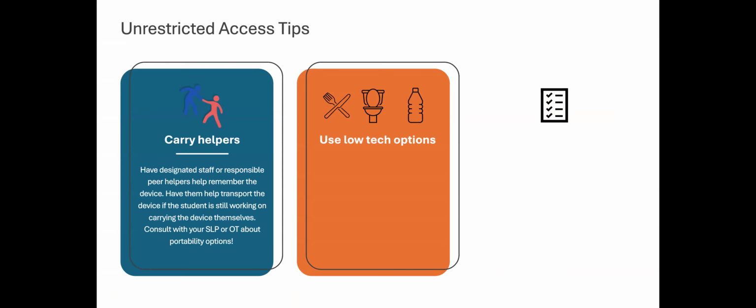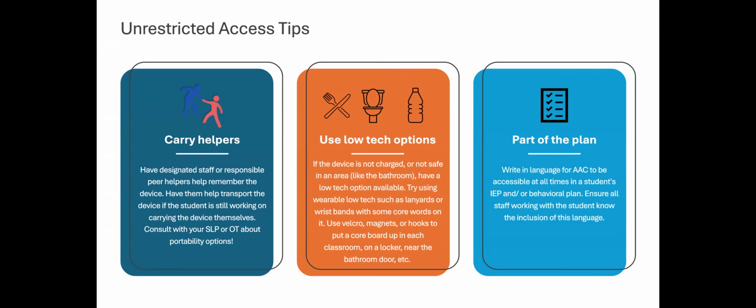All right, so some tips for unrestricted access. First, carry helpers. Designate a responsible staff member or a responsible student or peer to help an AAC user transport their device. So if the student can't transport the device themselves or they're still working on carrying it from place to place, have the carry helper carry the device for them and walk next to them. Or if the student can carry the device on their own, but they need help remembering, have that peer or adult help remind them to carry that device from place to place.